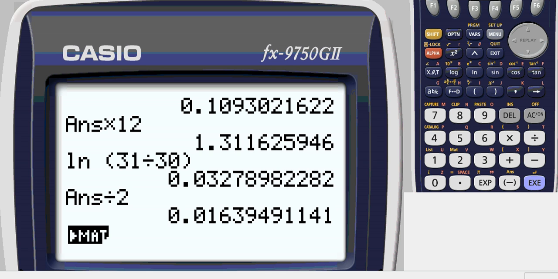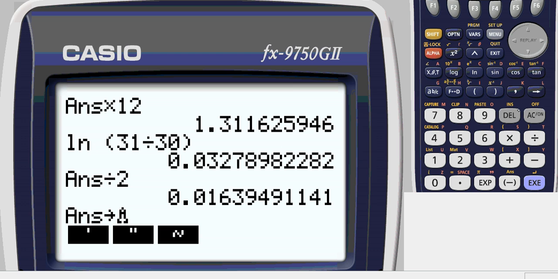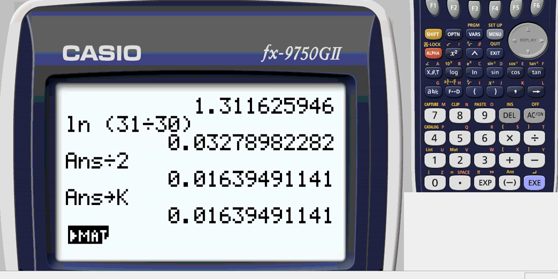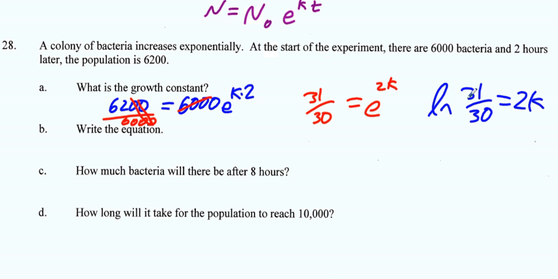And we're going to store that as K because there's a lot more parts to this problem. So we'll store alpha K. That way, whenever we talk about the growth constant, we can just type it in. We don't need to type all those decimal points. But the growth constant, for writing it down, let's round it, 0.0164. K equals 0.0164. We have the more accurate answer saved in the calculator, but writing it down, that's good.